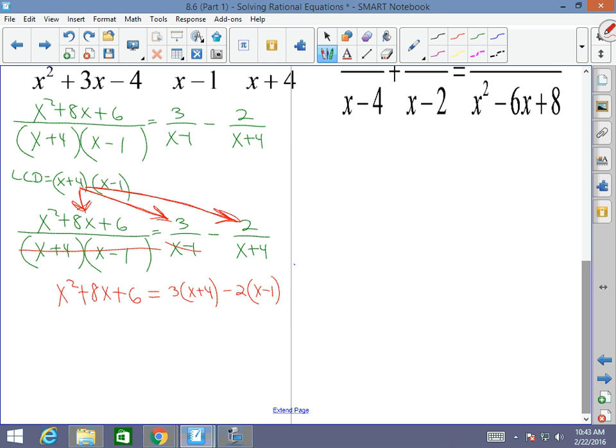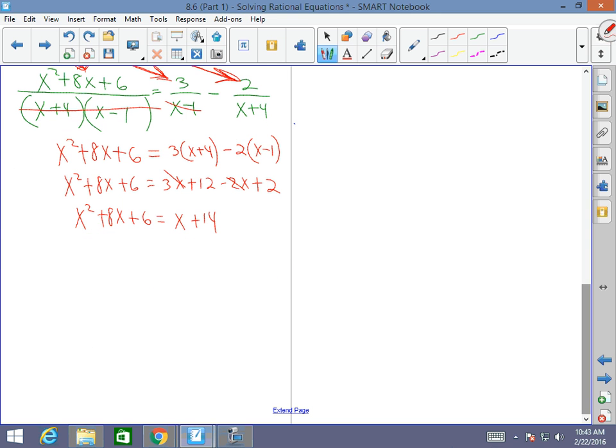Does that make sense? May I continue? So I've got x squared plus 8x plus 6 equals 3x plus 12 minus 2x plus 2. So x squared plus 8x plus 6 equals 3x minus 2x is x, 12 plus 2 is 14. Now I got to solve. So I subtract x and I subtract 14 to both sides.